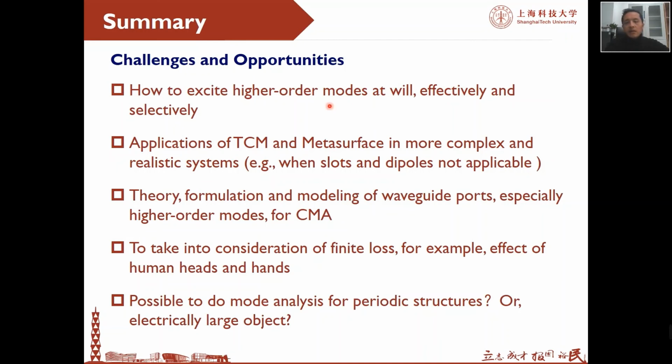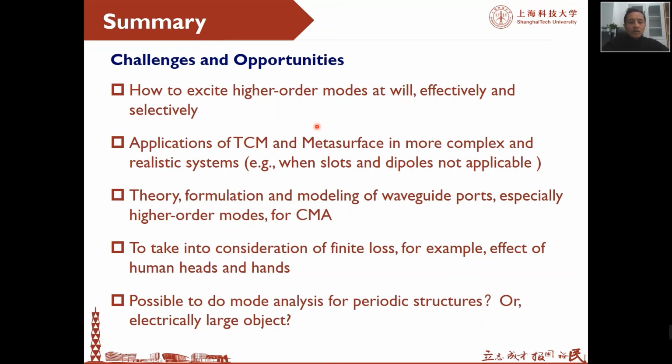The summary also goes for the challenges and opportunities. So far, we only look at some of the fundamental or lower order modes. There are also many higher order modes there. So how to selectively and effectively excite some of the higher order modes is still of interest. The second is the application of CMA and also the combination with metasurface to apply them in more complex and or more realistic systems.